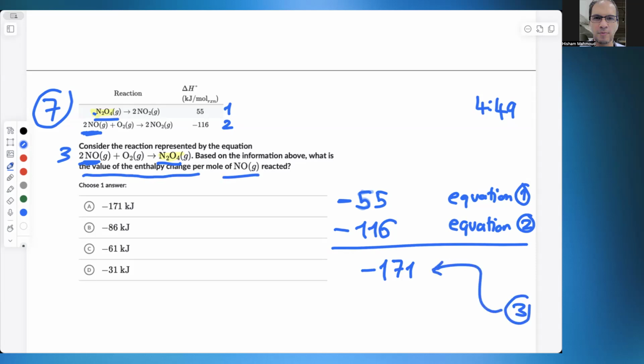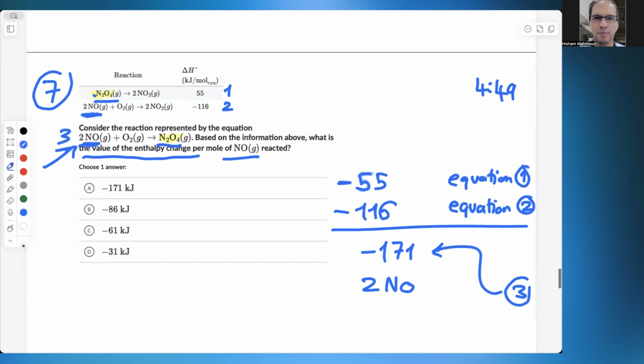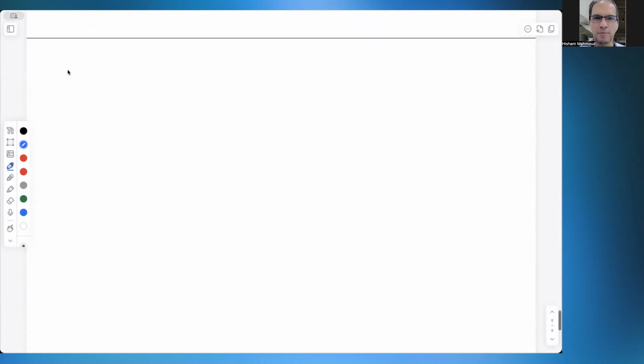That's correct. But for 2 moles of NO, you will have to divide this by 2. So divided by 2 is equal to minus 86 kilojoules, which is the correct answer. Okay, so kind of a very tricky question, because most people will just add the values and then get the answer. Here there is an extra step that has to be done. Okay, one more question for the same idea.